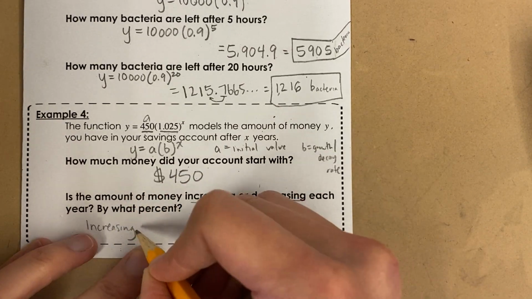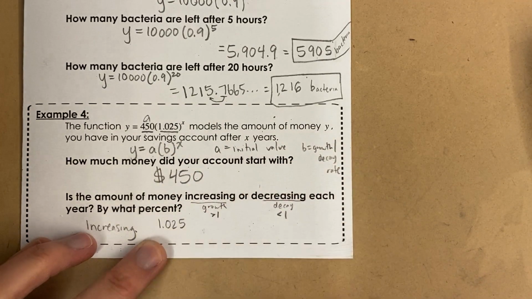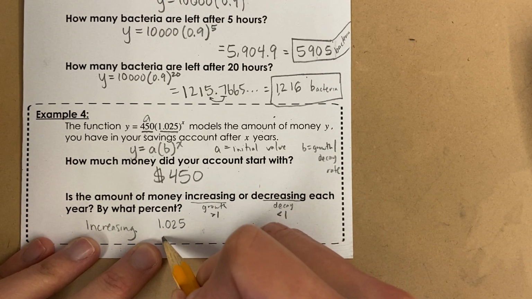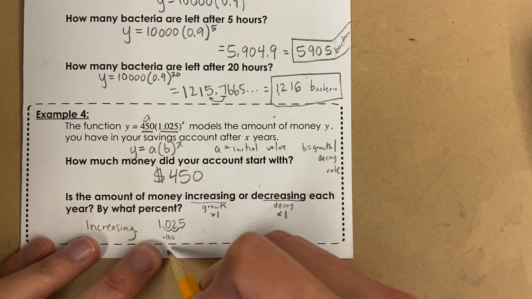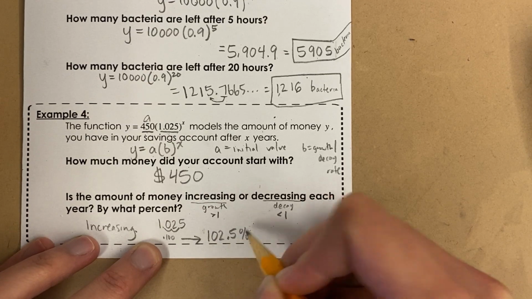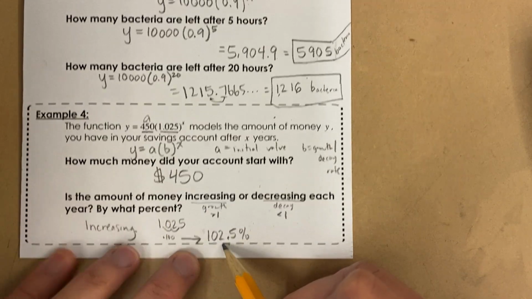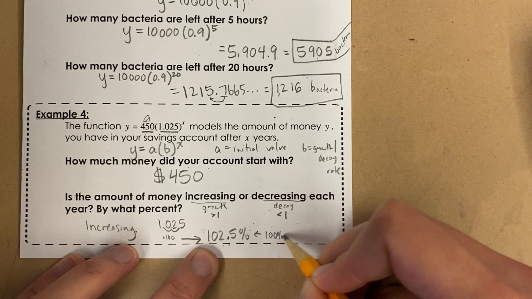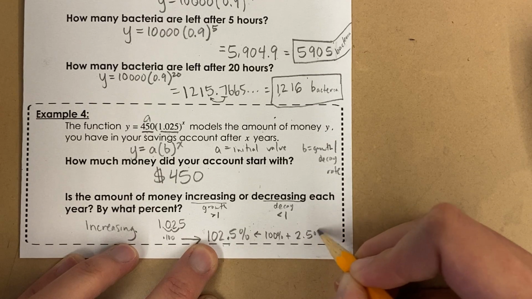And by what percent? Okay, this is tricky. Now look, here's my number. Watch what I'm going to do. Remember before I was dividing by 100 to get this? If I were to multiply by 100, which is the same as moving the decimal like this, that equals 102.5%. So I just changed this back into a percent from a decimal. So what I notice is that this is the same as 100% plus what? This is 102.5 plus 2.5%.